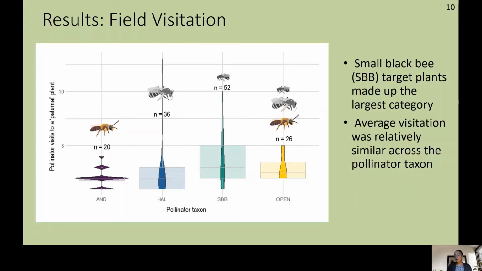So as you can see, the first 3 groups here, Andrena, Halictus, and SBB, all correspond with an individual pollinator group. So our open individuals were actually our maternal individuals.